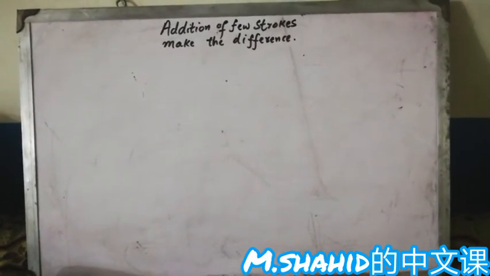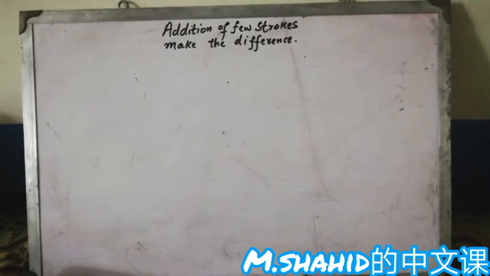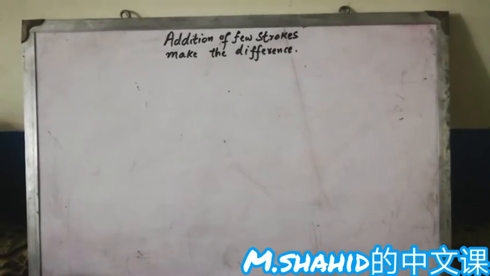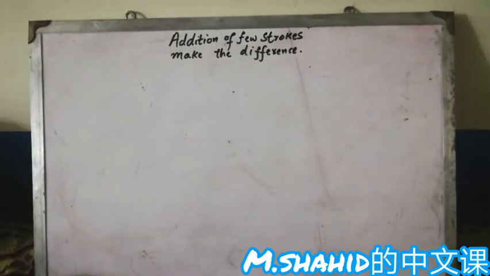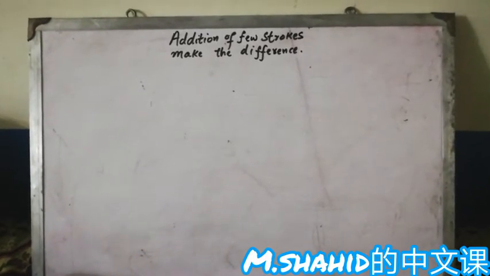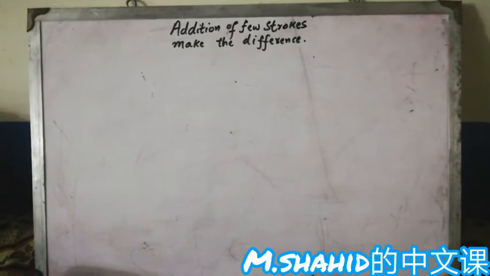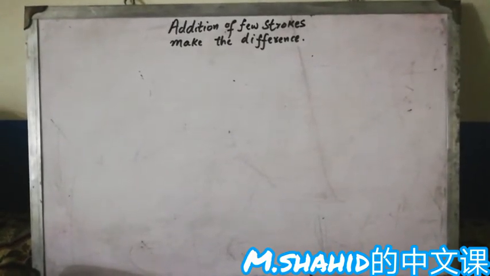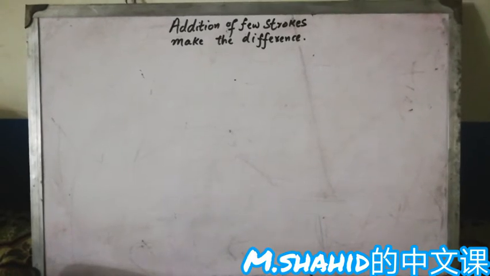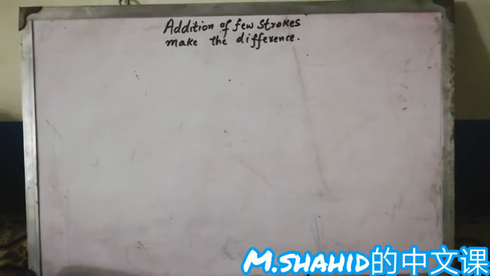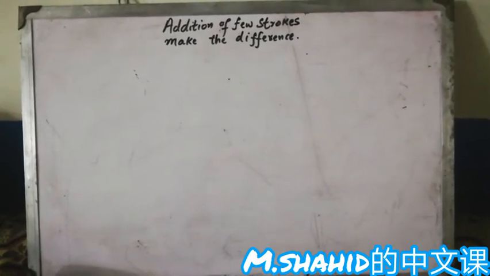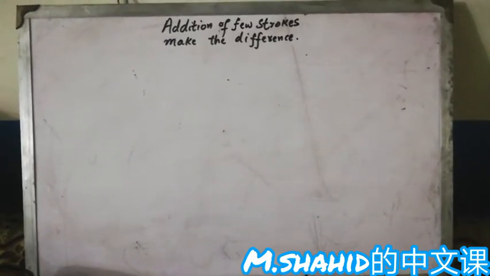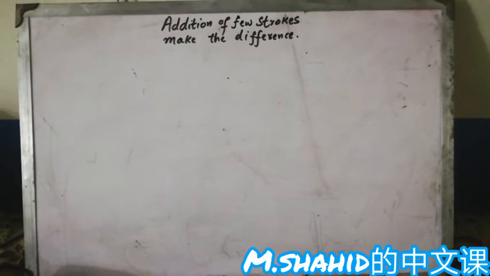I'm Muhammad Shahid, and today we will discuss a topic named: addition of a few strokes makes the difference. I will discuss four different Chinese characters in this lecture. Those four characters have similar attributes, just a little bit of difference in terms of the strokes. I'll be adding a few strokes and it will become a different character.